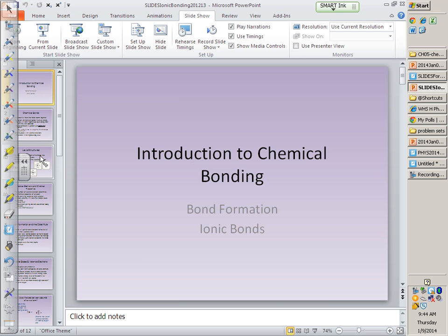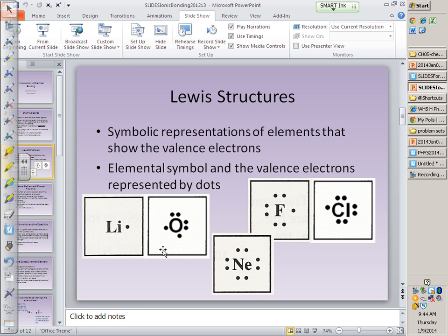Yesterday, we drew a bunch of Lewis structures. And we talked about how Lewis structures show us the valence electrons that each atom has. We only look at the formula and then the valence electrons. We don't worry about anything else because the valence electrons are the ones that deal with bonding. How do we determine how many valence electrons something has? Where do we look?